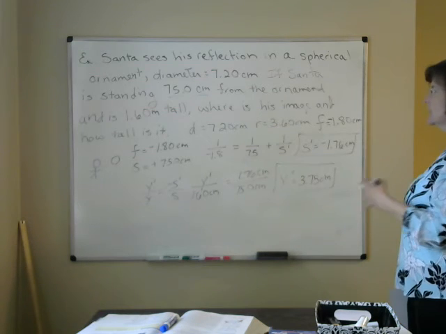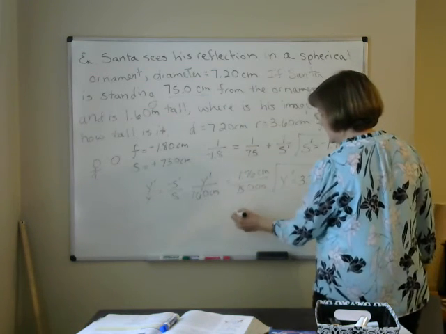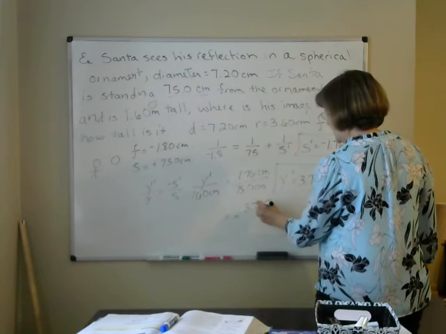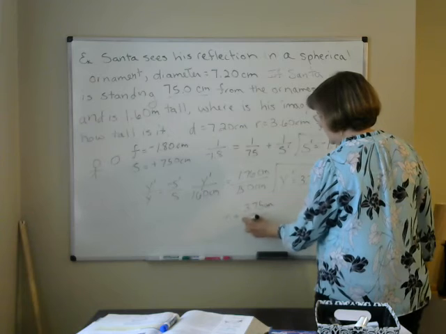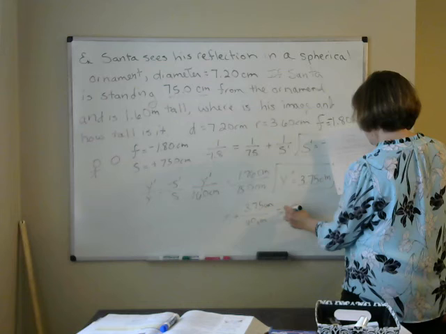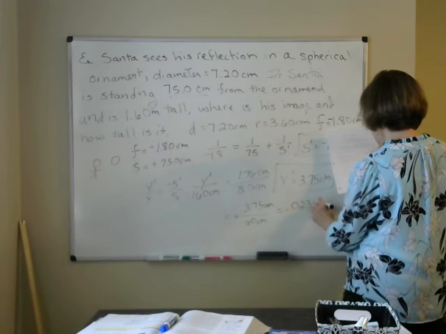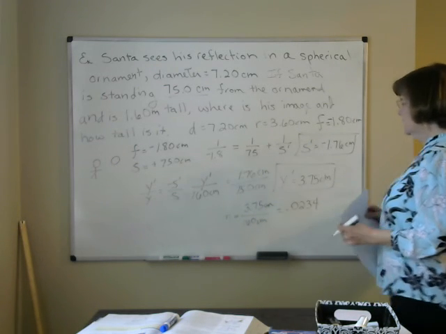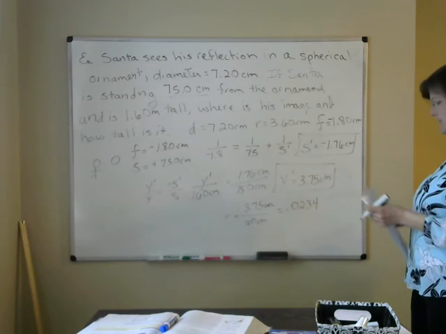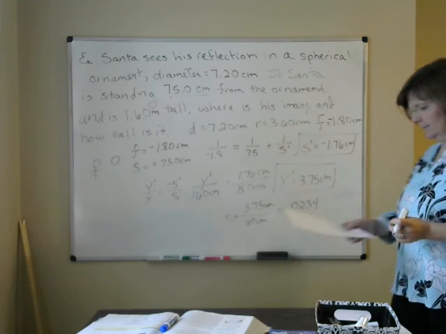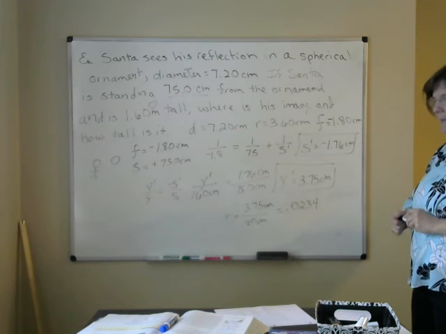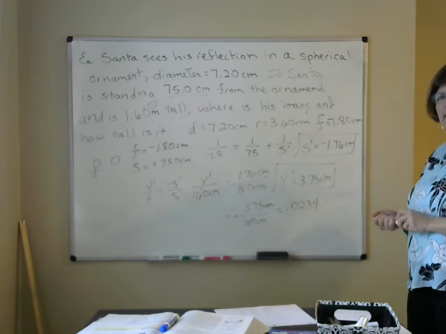Okay? If you wanted to know the magnification, it would be a very small number. It would be 3.75 centimeters over 160 centimeters. So the magnification is only 0.0234. Okay? So we get a virtual image. It is upright. It's 3.75 centimeters tall. And that concludes convex mirrors.